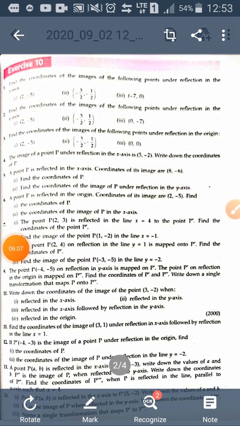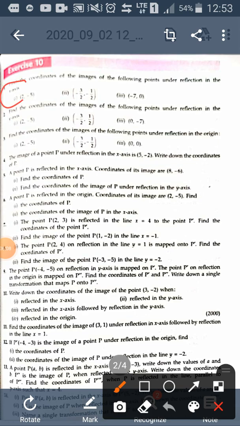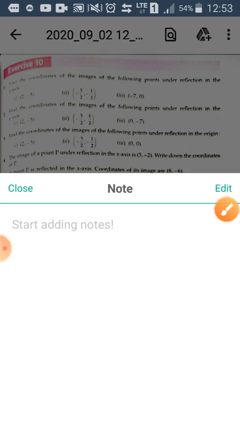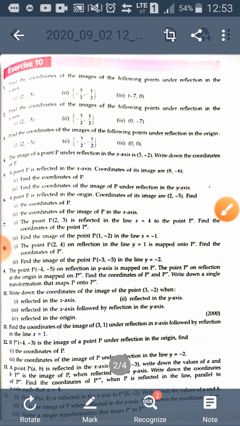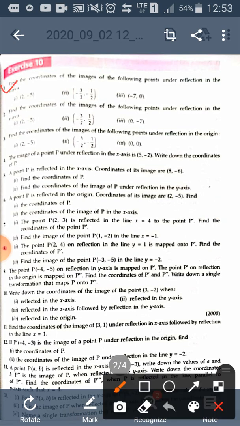Okay, I just now checked my book. This thing written over here is not y-axis, this thing written over here is x-axis. Okay, so I have taught you what happens to a point when it is reflected along the y-axis. So you will be able to do number 2 on your own. Now we will do number 1.